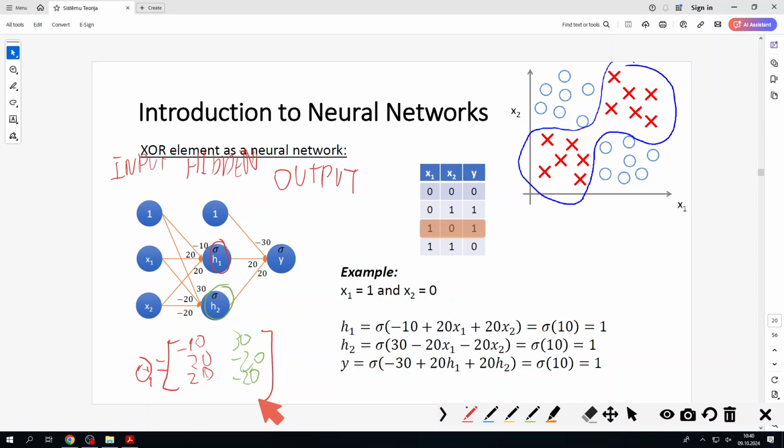Now, here we will have theta 2. Normally it is also a matrix, however in this particular case we only have one output, so it's still going to be a vector. But again, this is not a strict requirement. If you have multiple outputs, then you will have one extra column for each of these outputs. So again, minus 30, 20, and 20.